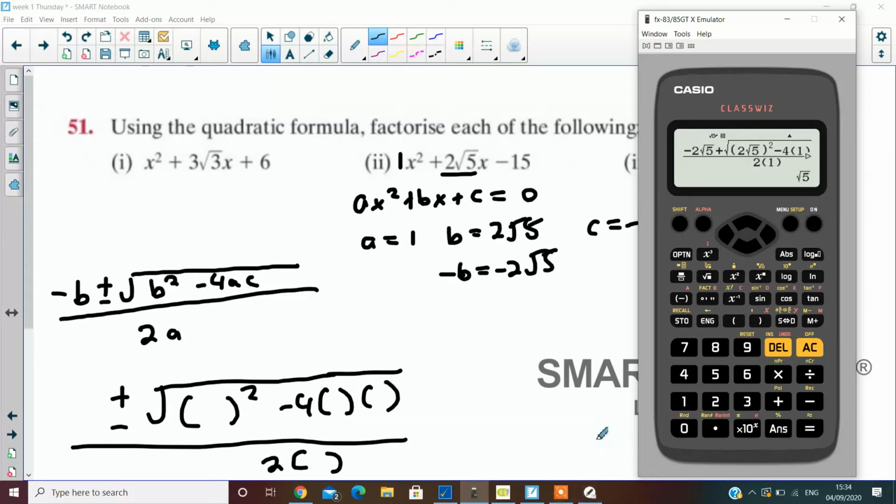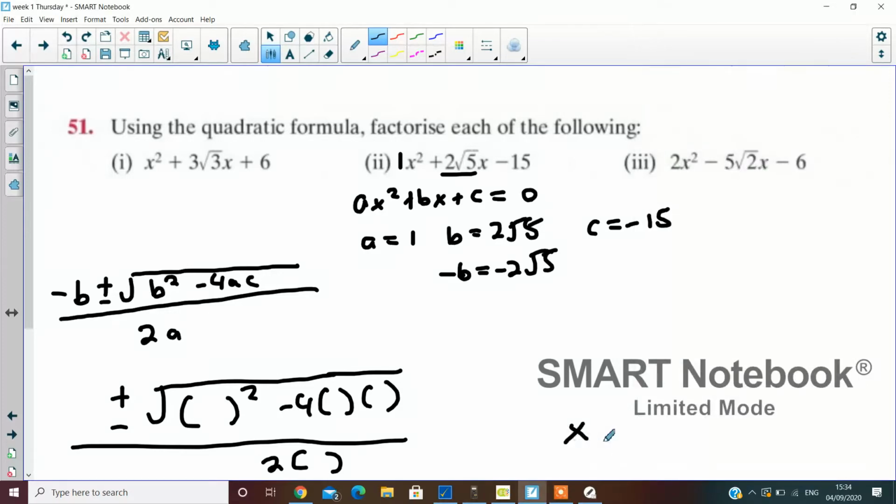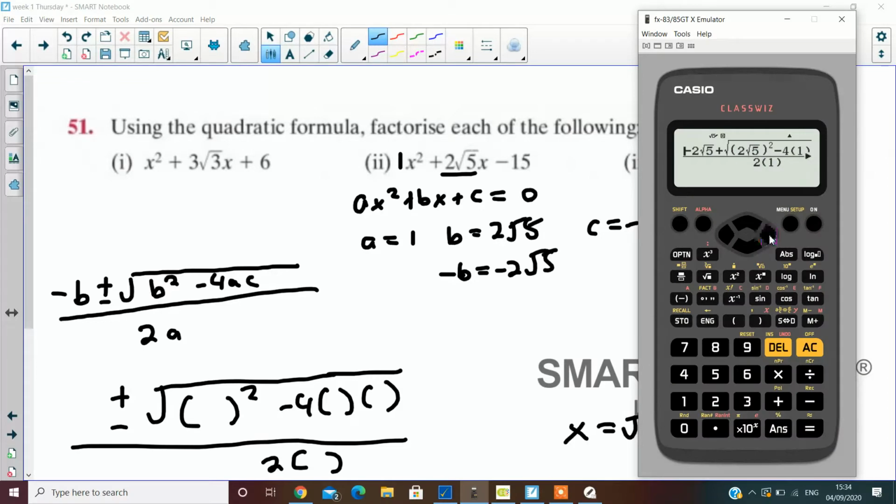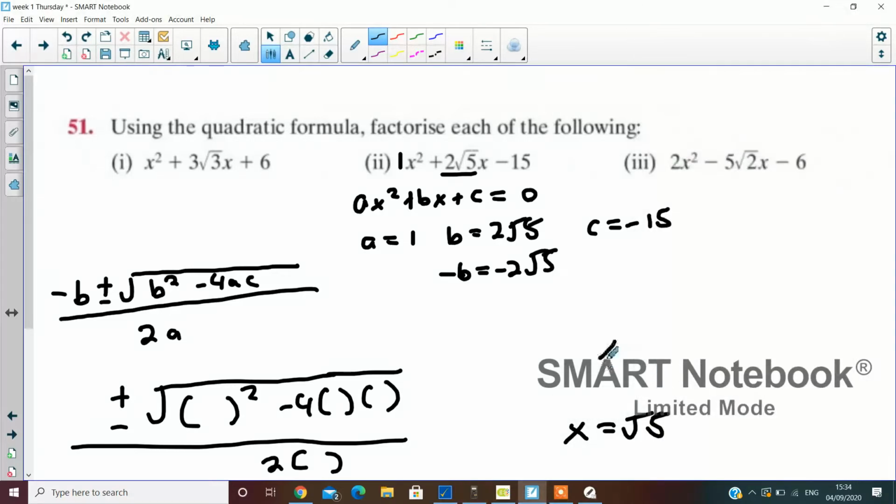X is root 5 is one answer, and for the other answer you go back to the start, and where it was a plus, you're now going to make it a minus. And you get minus 3 root 5 as the second answer. Is that okay with you guys?